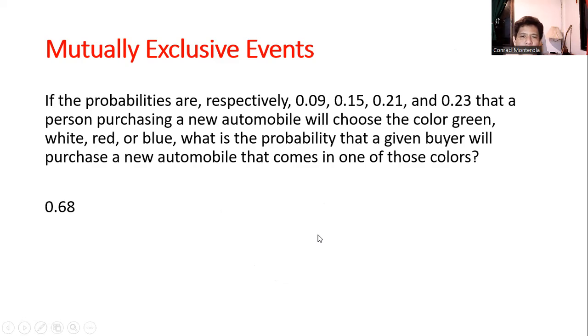If the probabilities are respectively 0.09, 0.15, 0.21, and 0.23, that a person purchasing a new automobile will choose the color green, white, red, or blue. What is the probability that a given buyer will purchase a new automobile that comes in one of those colors?